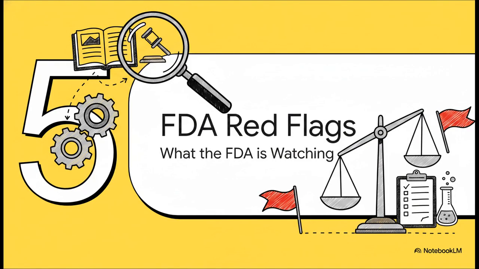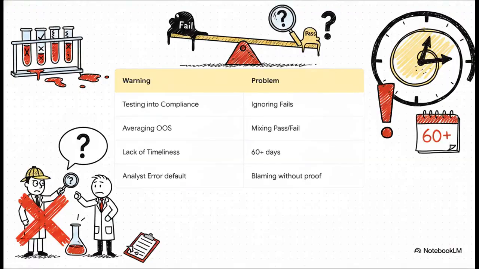Which brings us to Section 5, FDA red flags and CAPA, the law. Ultimately, guys, all this detective work brings us straight to the law. Because the FDA doesn't just care what you found, they heavily scrutinize exactly how you investigated. There are these top FDA 483 observations, basically their formal warning notices, that highlight massive red flags you absolutely must avoid.